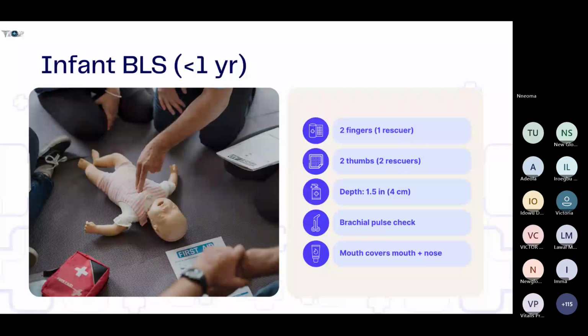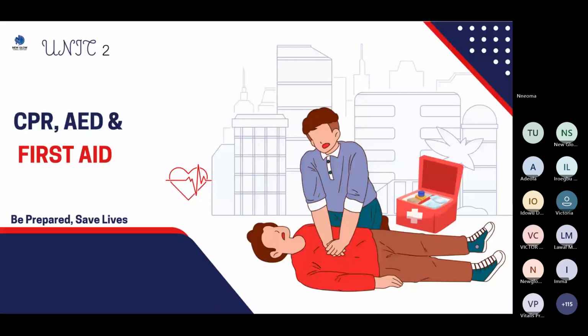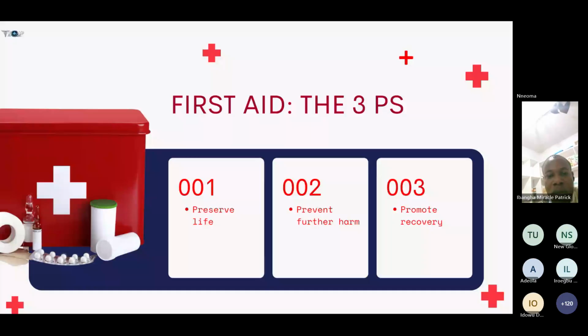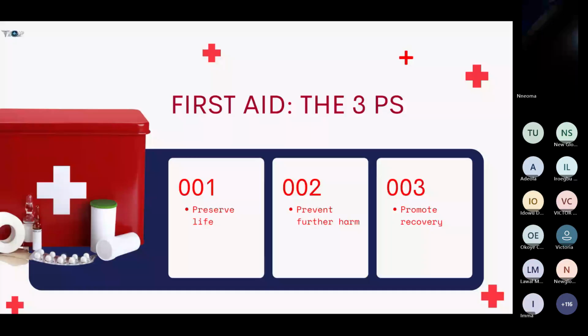Now, let us move on to cardiopulmonary resuscitation, AED, and first aid, and how the three are interlocked or interrelated. Now, in first aid, there's something called the three P's. The first one is to preserve life, the second one is to prevent further harm, and the third one is to promote recovery. So these are the three main goals of first aid. When I say preserve life, that means you are keeping the person alive in the case of the emergency. Instead of getting out your phone to take pictures and videos, you are saving the person's life.